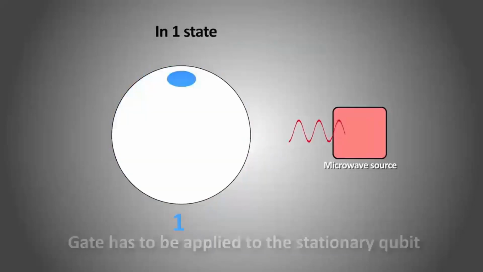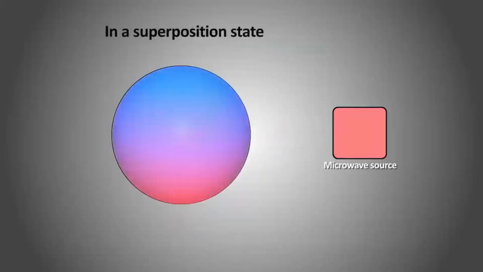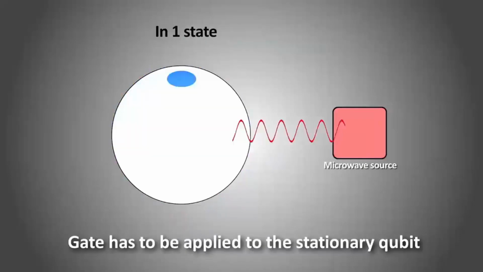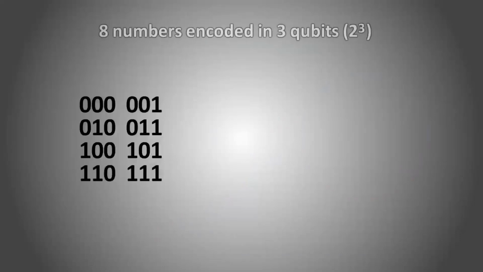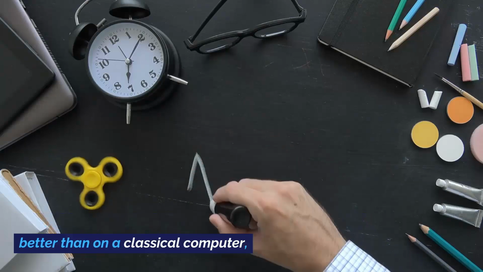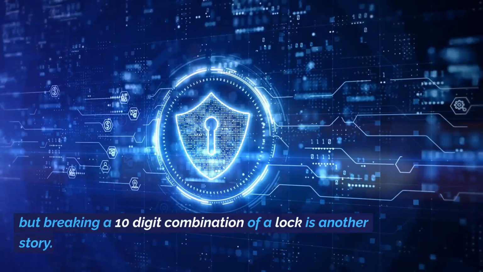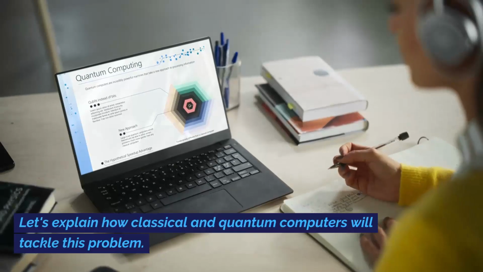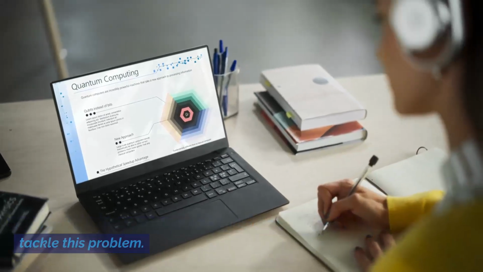If we have 2 qubits in a circuit, instead of adding just 2 numbers together, we could potentially do 4 additions at the same time. If we have 3 qubits, we could do 8 additions at once, and so on. Adding 2 numbers on a quantum computer isn't any better than on a classical computer. But breaking a 10-digit combination of a lock is another story. Let's explain how classical and quantum computers will tackle this problem.